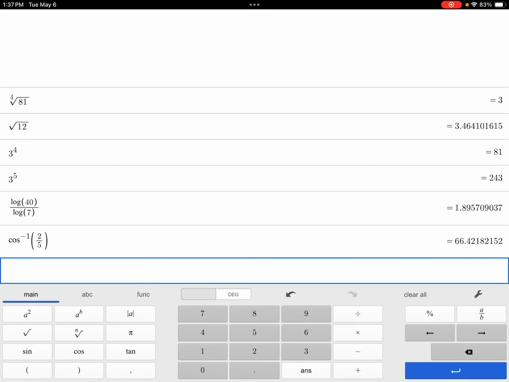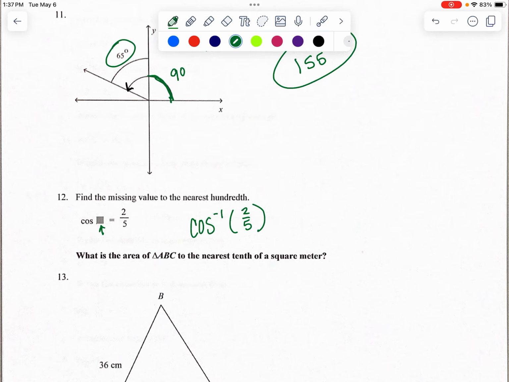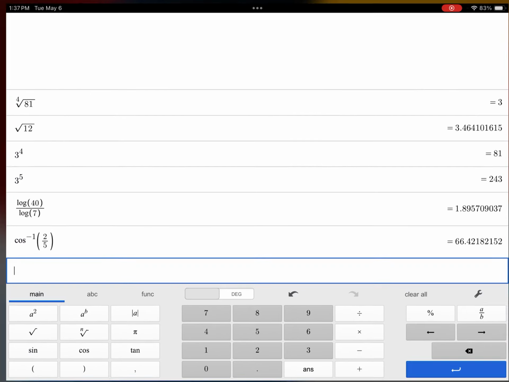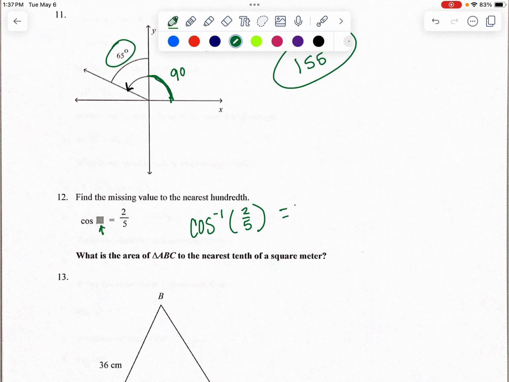You can see where it's 66.4. So the angle is, well, it said nearest hundredth. So 66.42 equals 66.42 degrees. So that's how big the angle is.